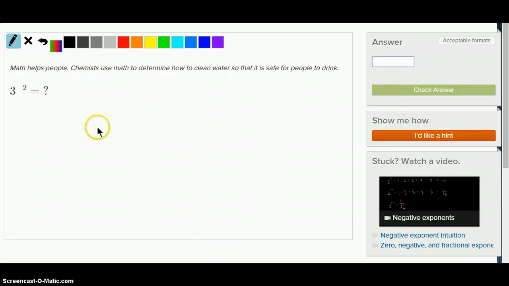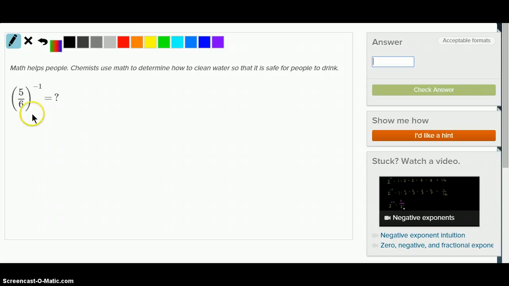Alright, next one. Okay, another easy one. So we have 3 raised to the negative 2. That's the same as multiplying by its reciprocal twice, or the same as dividing by itself twice. Whichever way is easier to think about it for you. So we'll have 1/3 times 1/3, and that's going to equal 1/9. Yeah, writing on the computer sucks. Okay. So 1/9.